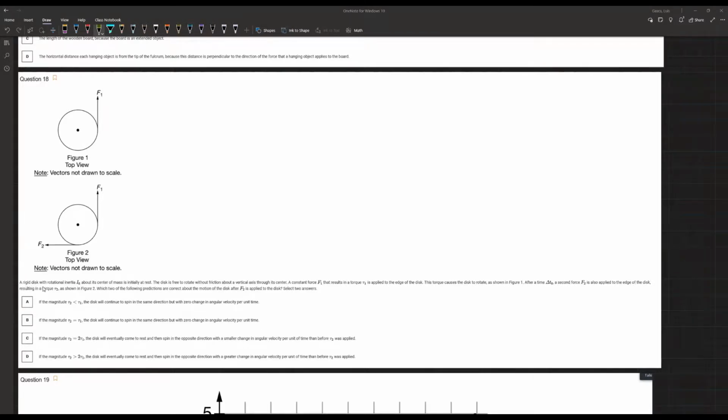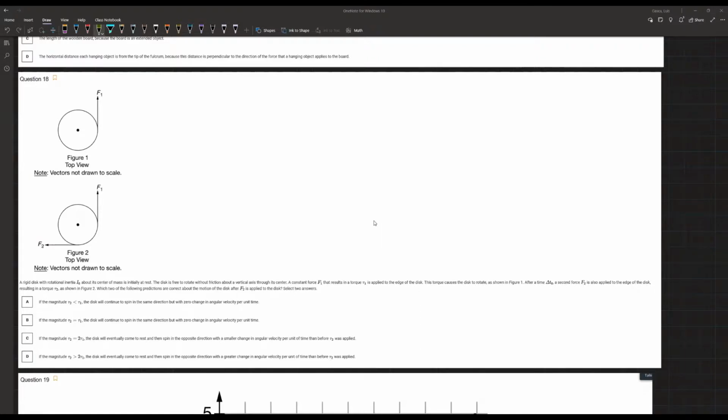A rigid disk with rotational inertia I naught about its center of mass is initially at rest. The disk is free to rotate without friction about a vertical axis through its center. So we're looking at it from the top because this dot here represents the vertical axis, and they do tell us that this is the top view.